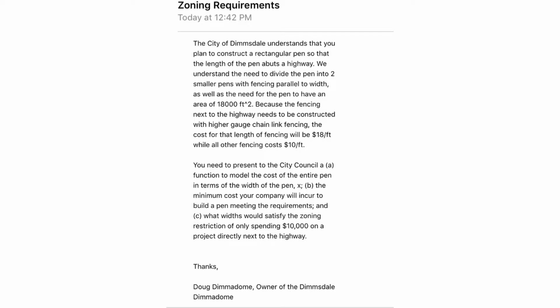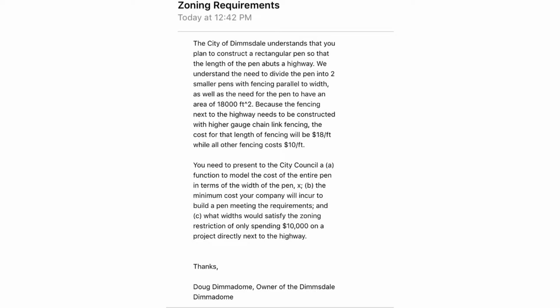The City of Dimsdale understands that you plan to construct a rectangular pen so that the length of the pen abuts the highway. We understand the need to divide the pen into 2 smaller pens with fencing parallel to the width, as well as the need for the pen to have an area of 18,000 feet squared. Because the fencing next to the highway needs to be constructed with higher gauge chain link fence, the cost for that length of fencing will be $18 per foot, while all other fencing costs $10 per foot.